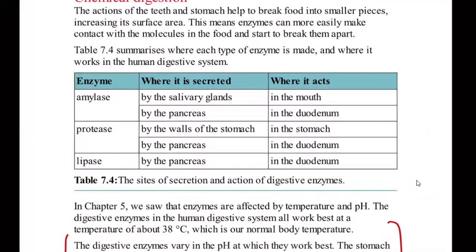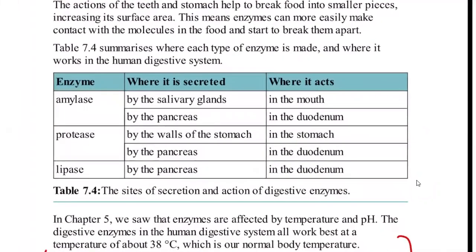It's okay. Now see, you can see amylase over here. It's made by two places: the salivary glands in the mouth and the pancreas in the duodenum. Then protease you have in the stomach also. This protease is the pepsin and this protease is the trypsin. And lipase is also made by the pancreas and this also is in the duodenum.